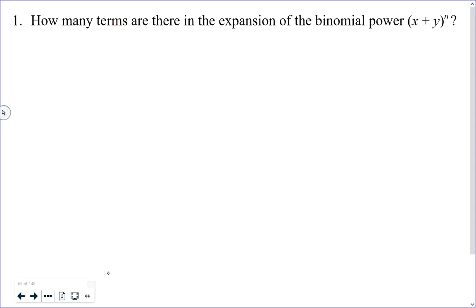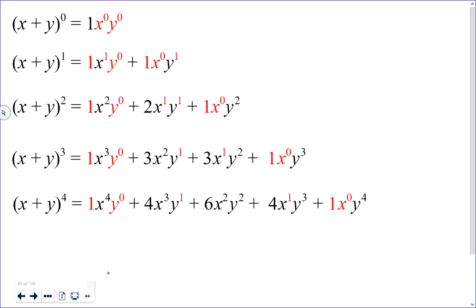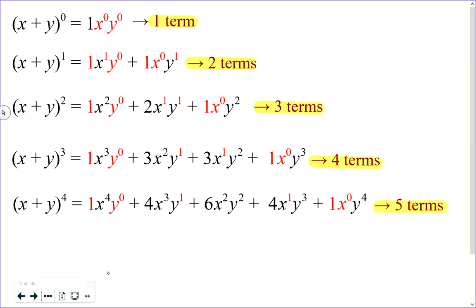So, how many terms are there when we expand x plus y to the n? This is a fairly important thing. Well, if you take a look at this first one, there's one term, isn't there? And there's 2 terms there, and 3 terms there, and 4 terms there, and 5 terms there. When you look at the exponent on the binomial power, in the first one it's 0. And in the second one it's 1, and in the third it's 2, and 3, and 4.